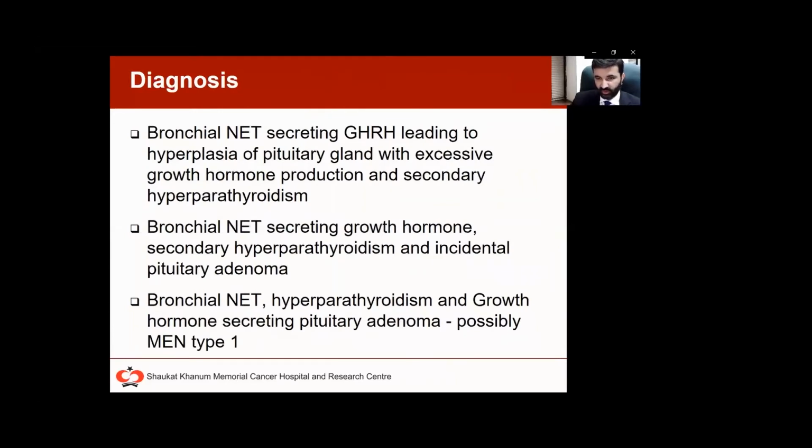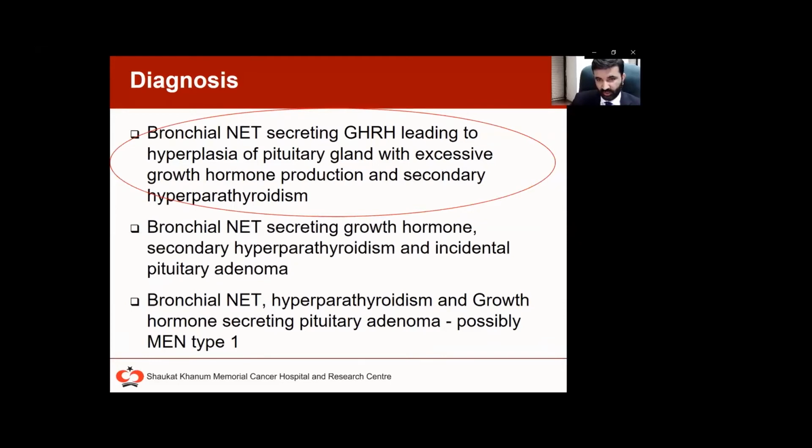This takes us back to our initial slide of possible diagnosis, and I have now rearranged the diagnosis with the bronchial neuroendocrine tumor secreting growth hormone releasing hormone, leading to pituitary hyperplasia with excessive growth hormone production and secondary hyperthyroidism as my main diagnosis. We did not confirm the biochemical presence of growth hormone releasing hormone, but with the high IGF-1 levels, this is the most likely explanation, especially in the presence of pituitary hyperplasia.